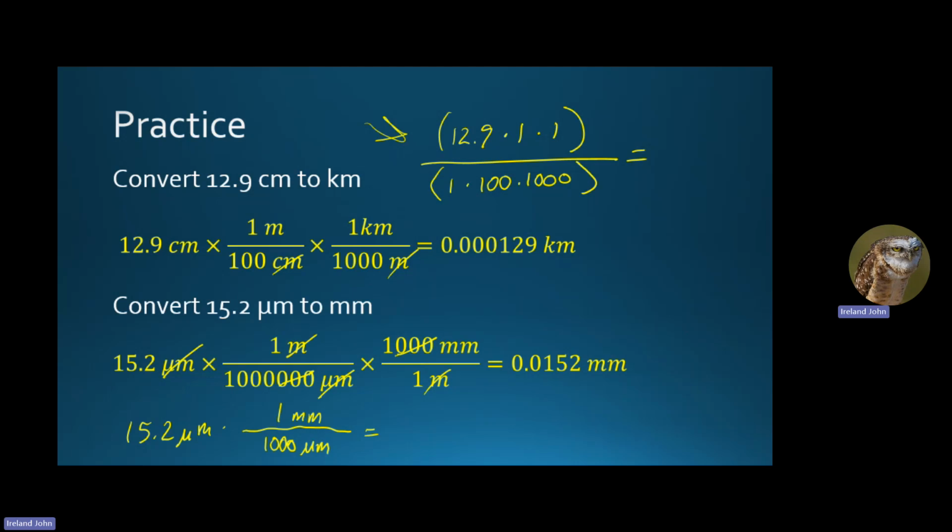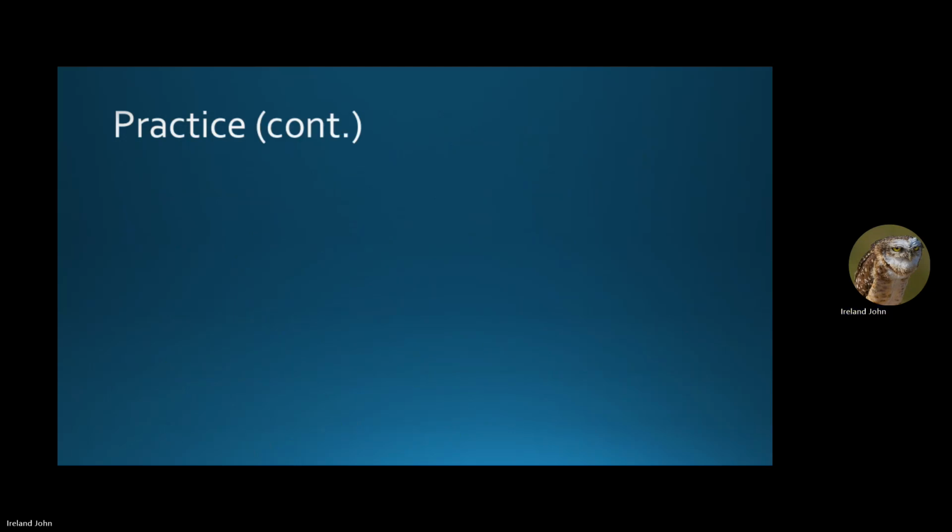Oh, look at that. I actually wrote that down. Didn't even realize I wrote that down in there. All right. Let us do some more.